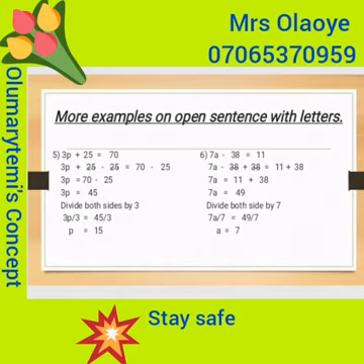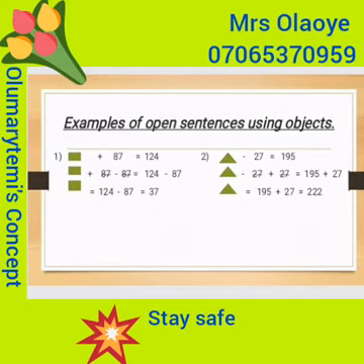We got our answer at the long run. Okay, I hope that's clear to you. We still have more examples. This time around, we are moving to examples of open sentence using objects or symbols, okay? Now we have rectangle in the first example and triangle in the second example. It's just like the same thing we've been doing since. Okay, let's go on it.